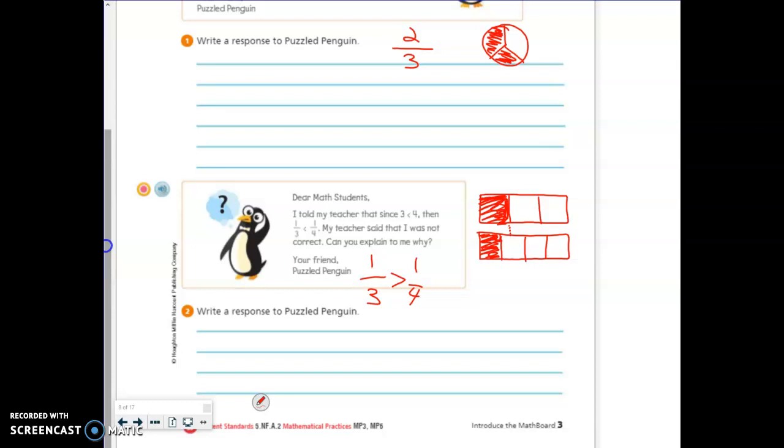But I don't want you to draw pictures for every single problem all the way through, so we need to start looking at the number aspect of it. So 1/3, 1 of 3, is closer to a whole than 1 of 4 is. Okay, so just a very quick way to look at that.